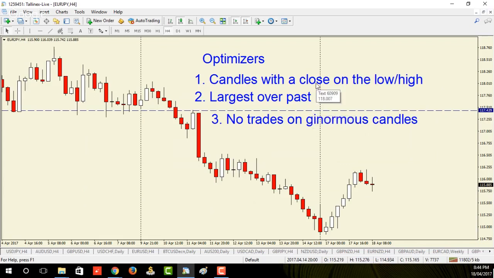So I just want to make sure that you guys have the optimizers here. Candles have to close around the high or the low. Make sure they're the largest of the last 10 candles. And then when it's a ginormous candle, which is completely way too big and way different from the recent history, which is usually like a factor of 4 of the ATR, you know what I mean? 3 or 4 times the ATR, then this is like an alert. This is not a normal situation. Retreat. So those are the ones you want to stay away from.